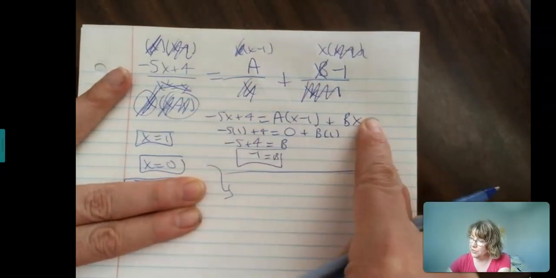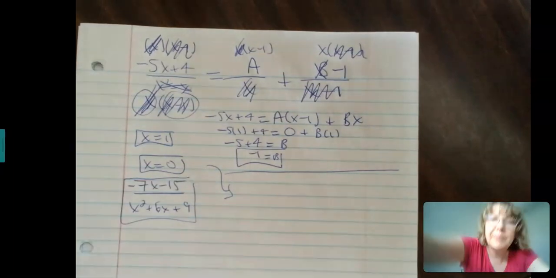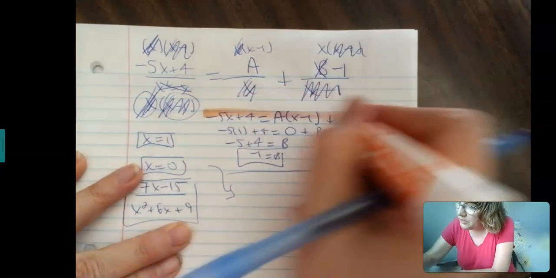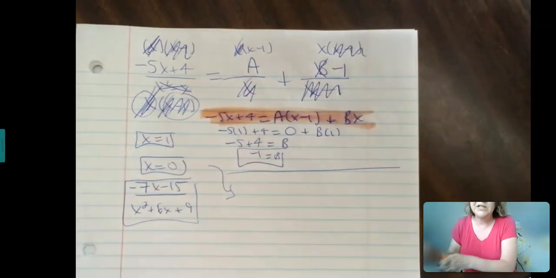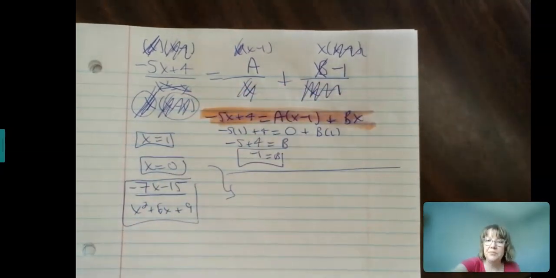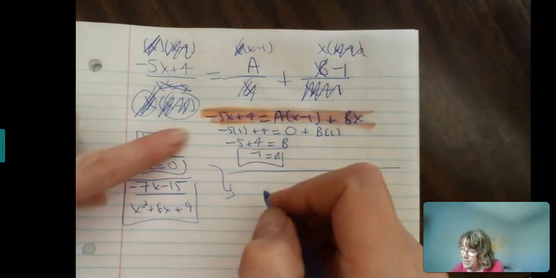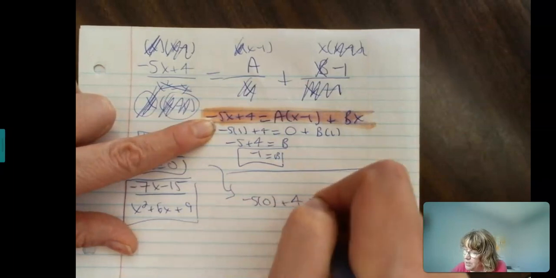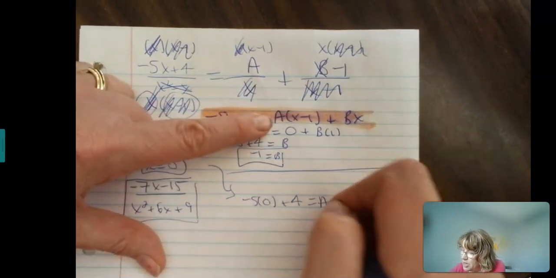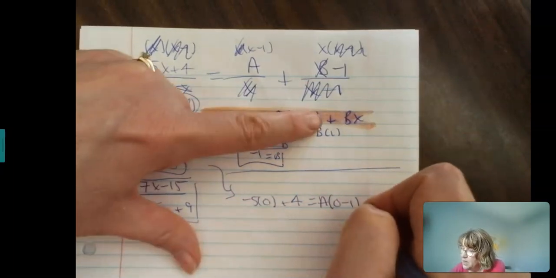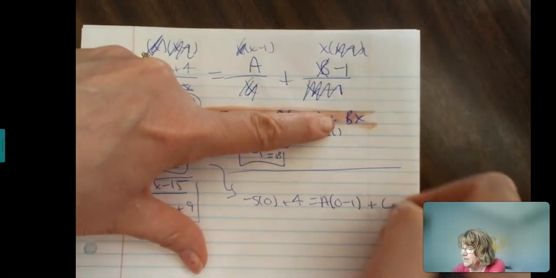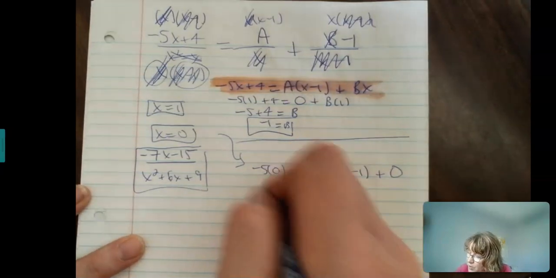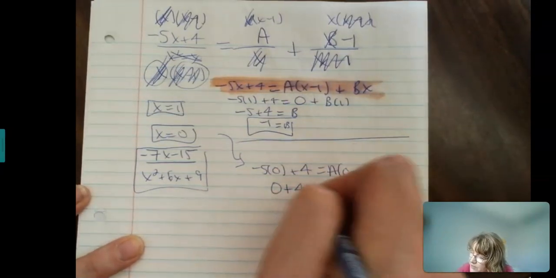All right, so go to your original equation. Here's my equation right there. That's what we're going to sub it into. So I'm subbing in 0. So -5 times 0 plus 4 equals, now a, I don't know, times 0 minus 1, plus, now I know what b is, but this is 0 anyway, right? I mean, it's all 0. So 0 gives me a 0, plus 4.